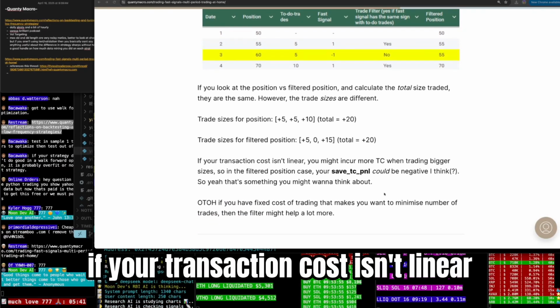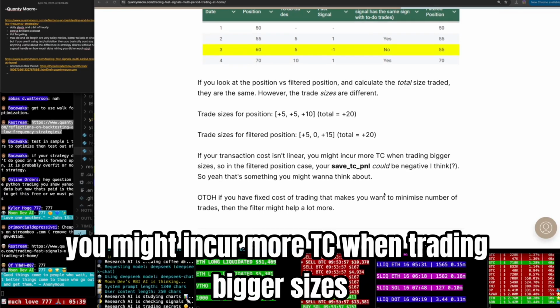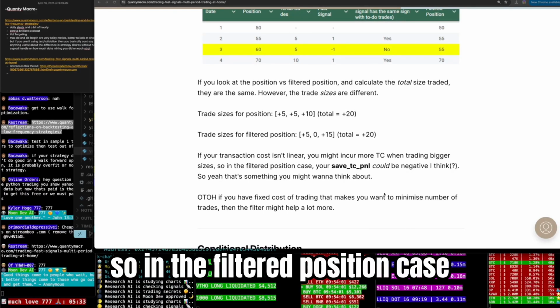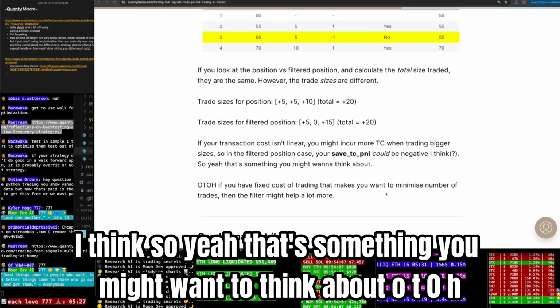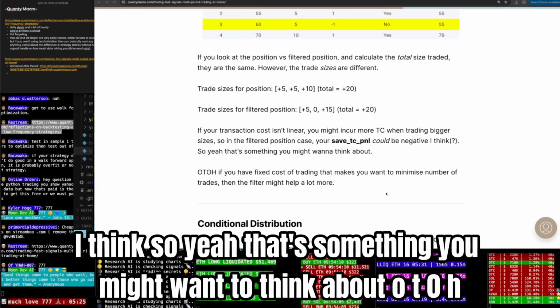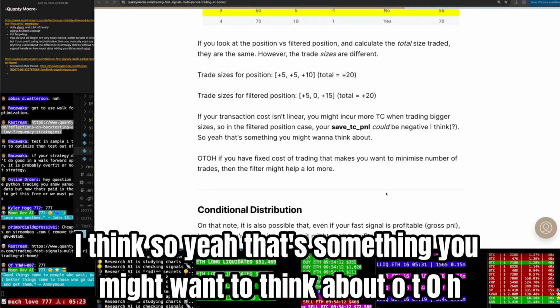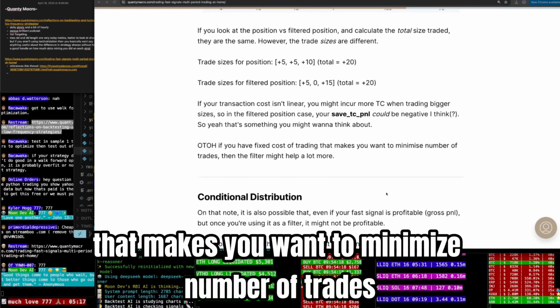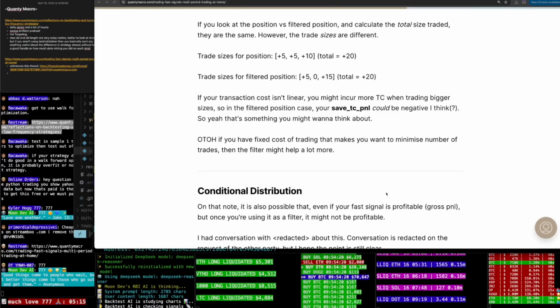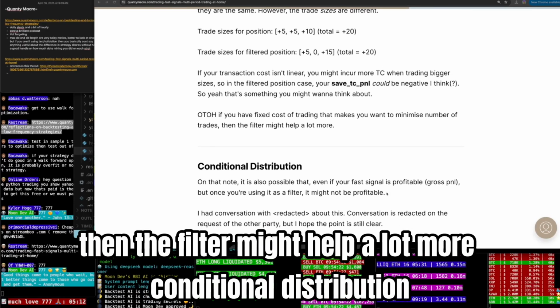If your transaction costs aren't linear, you might incur more TC when trading bigger sizes. So in the filter position case, your saved TC P&L could be negative, I think. So yeah, that's something you might want to think about. On the other hand, if you have fixed costs of trading that make you want to minimize the number of trades, then the filter might help a lot more.